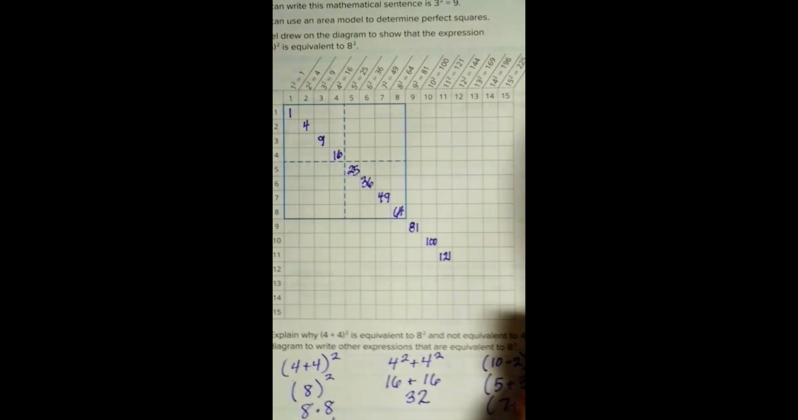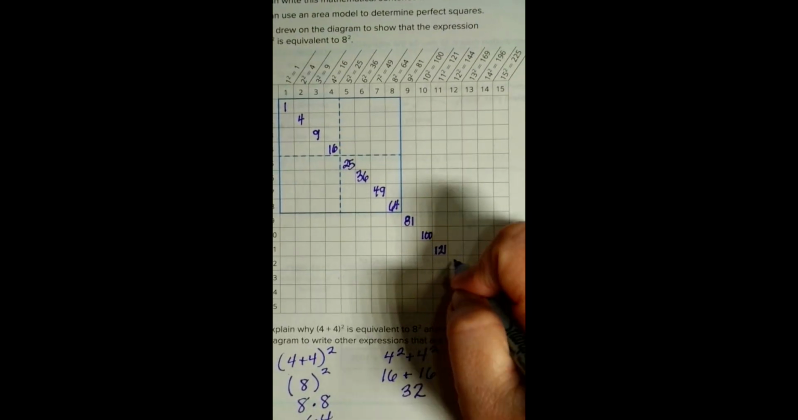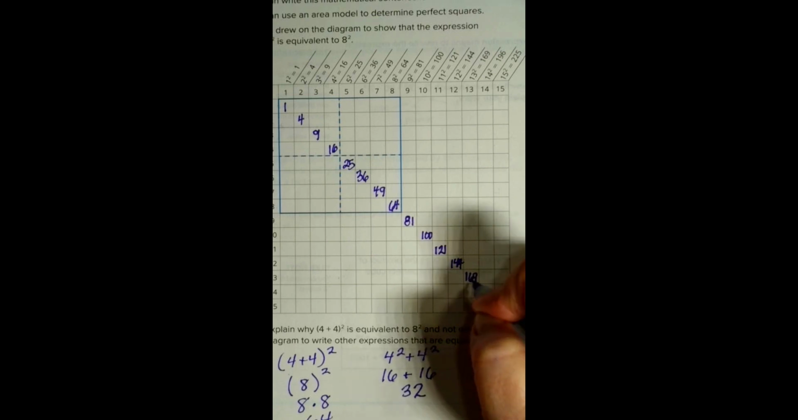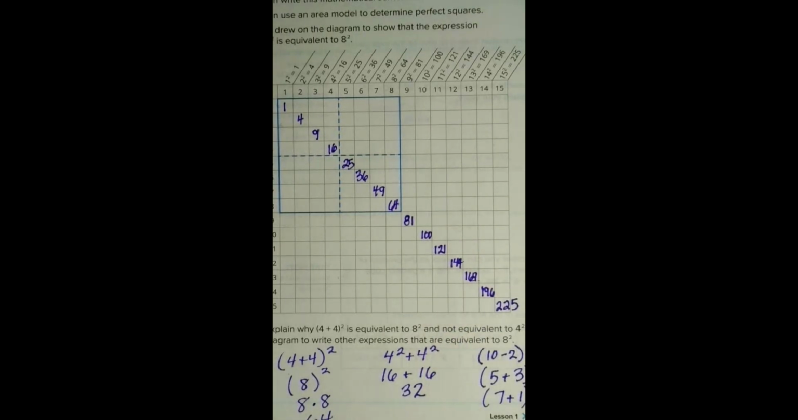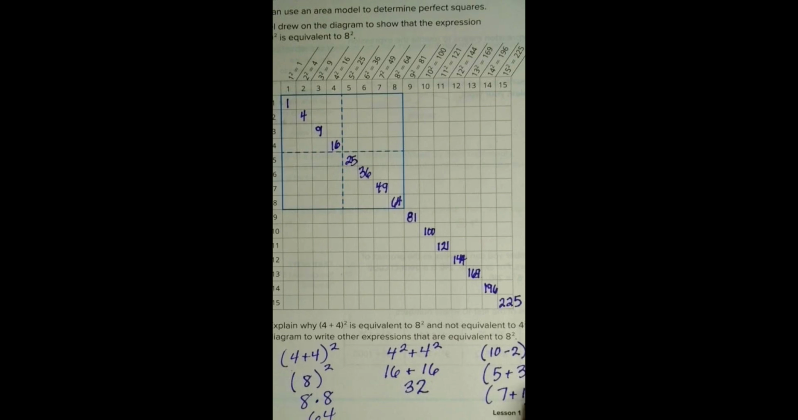And they're telling you what they are up here too. So 12 squared is 144. 13 squared, 169. 14 squared just flips around those two numbers, 196. 15 squared, 225. Okay, and these are the perfect squares that you should have memorized, 1 through 15.